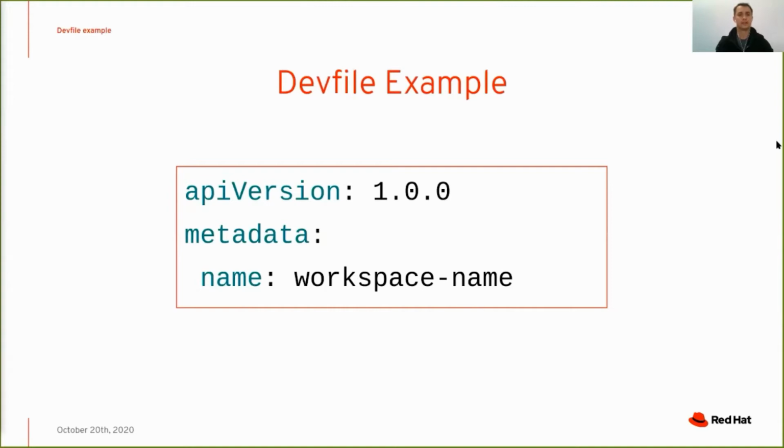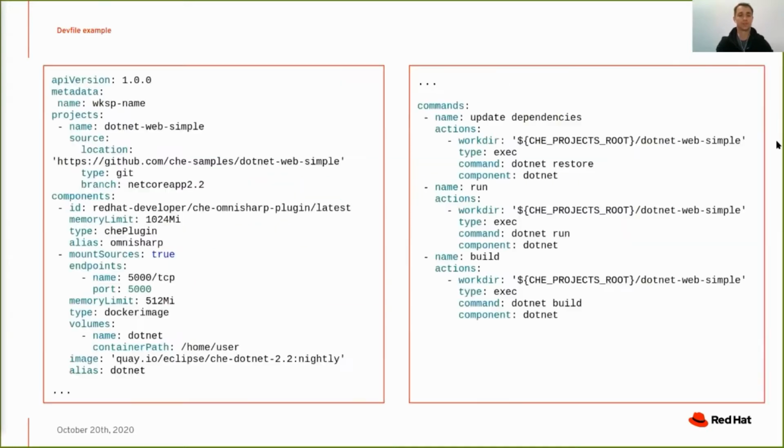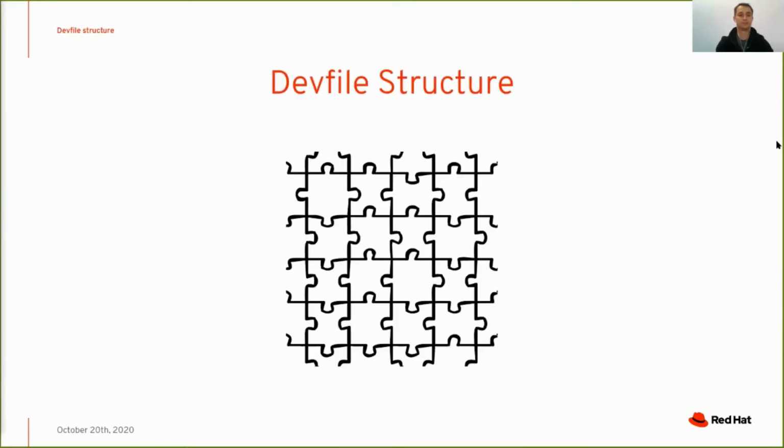Let's take a look at some file examples. This is the simplest one. It just contains the editor, which is included by default, and it has just 3 lines. Another example describes a developer environment to work with a C# application. It describes one project which will be cloned, one plugin which provides support for the C# language, and a dev environment to build and run the application. And also a few commands to build, run, and install some dependencies inside the environment.